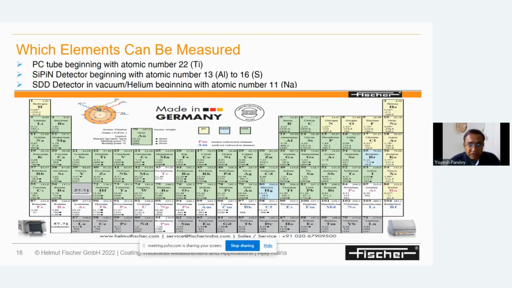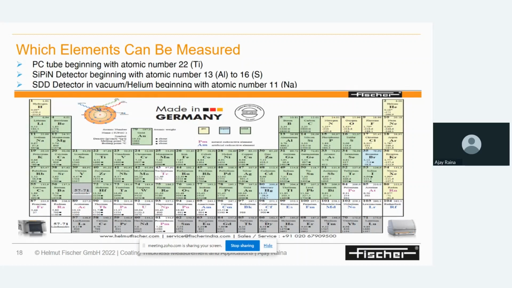So basically, with the most advanced detector we have, we can cover the elements from sodium to uranium. I mean, the lightest element we can detect with our instrument, using a special atmosphere like helium and the most advanced detectors, is sodium. Anything lighter than that, neon, fluorine and oxygen, is a gas. So the lightest element is sodium, and most people are looking for elemental analysis from sodium itself.